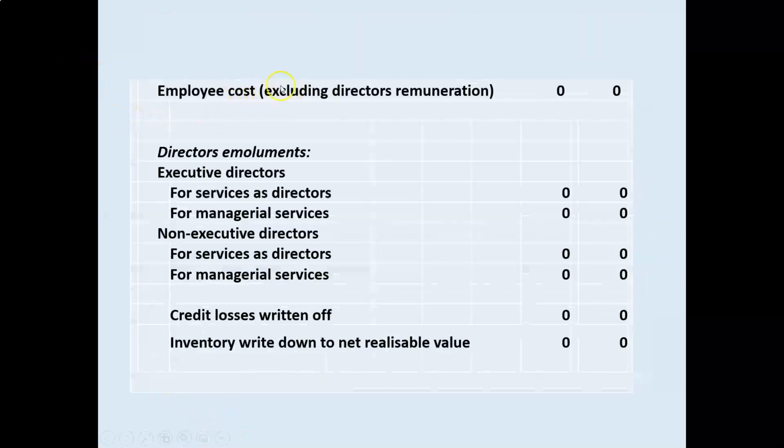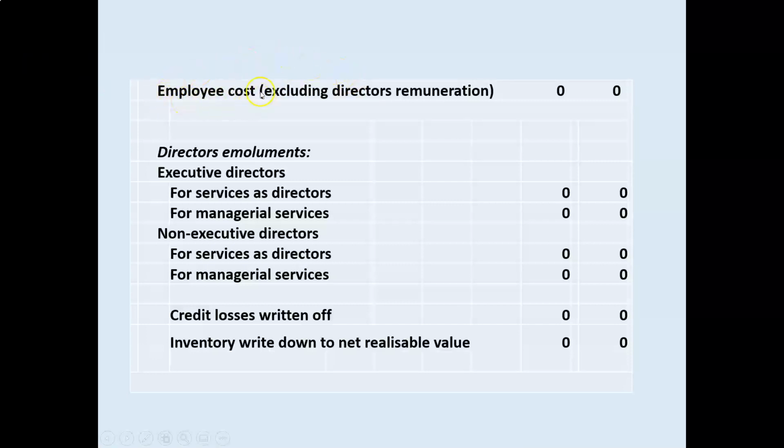Employee cost, and now you have to show employee cost. We don't call it salaries and wages. Look at the words. The words is employee cost. Now that can also include things like bonuses. It can include fringe benefits paid out. It can include special amounts that are being paid to our employees. So it's not necessarily only salaries and wages.